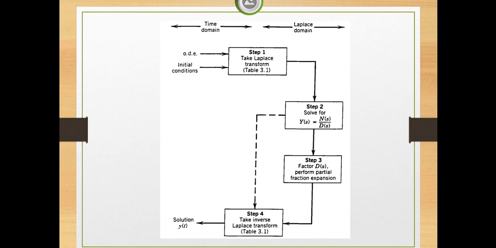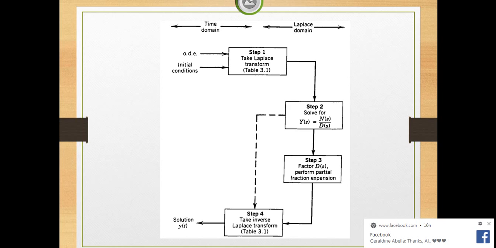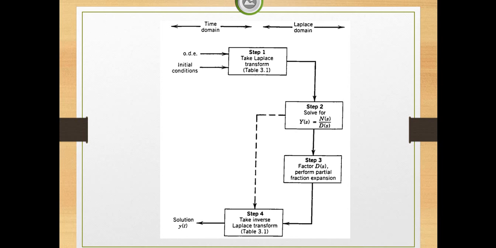The third step is for you to ensure that the d of s, the denominator, is in factored form. That way you can perform partial fraction expansion, of course, with the determination of the undetermined coefficients. Then you will have to end with the step in which, after you have determined the coefficients of your partial fractions, you are now ready to invert the equivalent partial fractions using what you have in the given table.